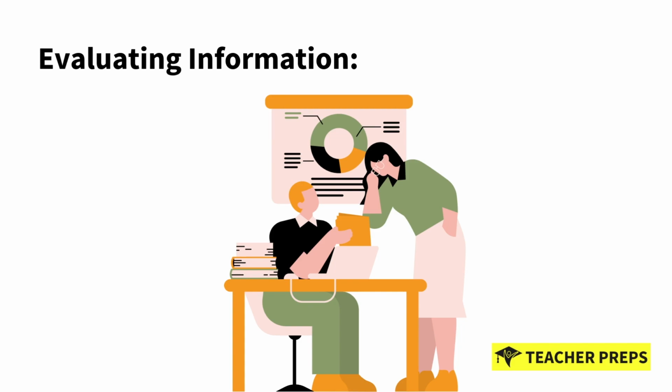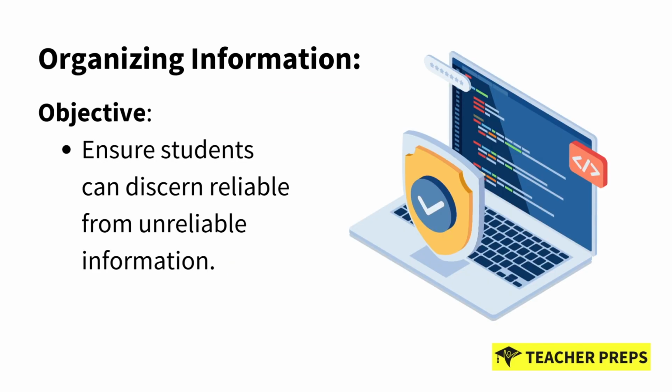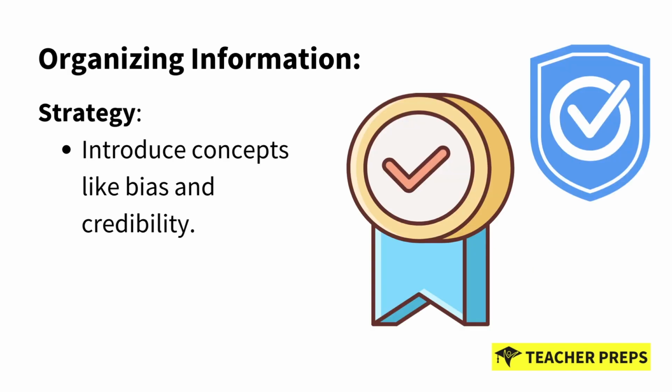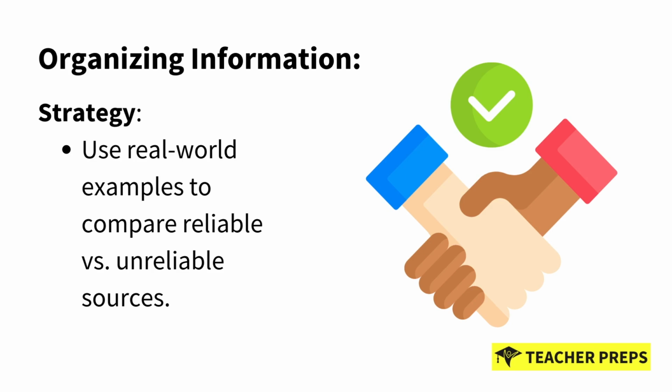Now, let's move to teaching our students to evaluate information. In this case, we want to ensure students can discern reliable from unreliable information. We can help students achieve this by discussing the importance of checking multiple sources, introducing concepts like bias and credibility, and using real world examples to compare reliable versus unreliable sources.